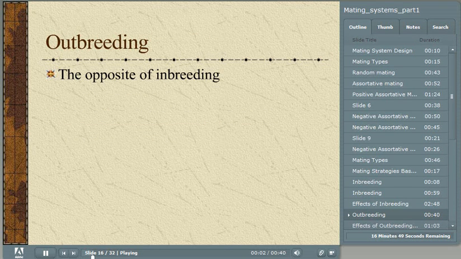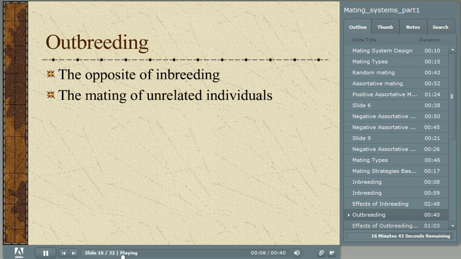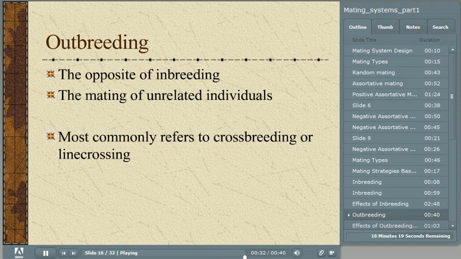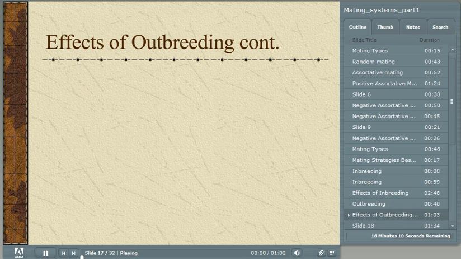So let's talk a little bit about the opposite of inbreeding, and that is outbreeding. What that is, is the mating of unrelated individuals. Now, from a general standpoint, we typically think about breeding as analogous to crossbreeding. But within a breed where we have different lines, we can look at crossing those lines, and you might consider that a form of outbreeding as well. And like I said, it most commonly refers to crossbreeding or line crossing, and that would be crossing those different lines within a breed.